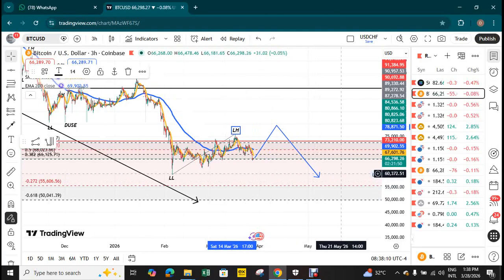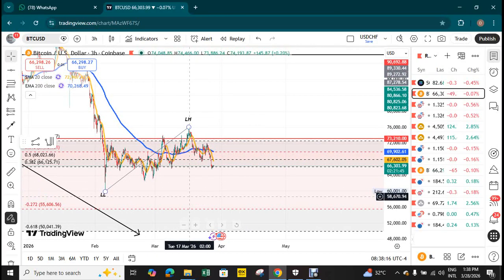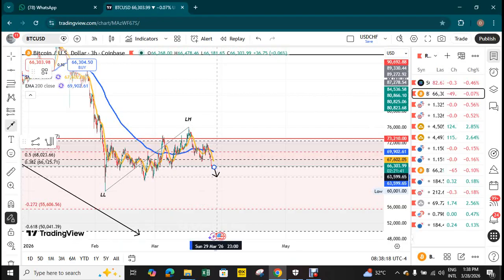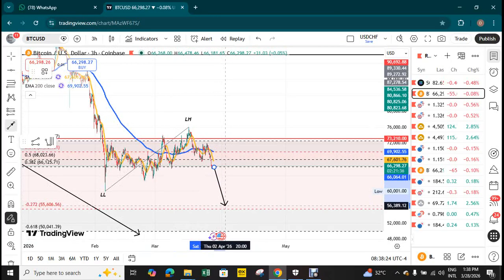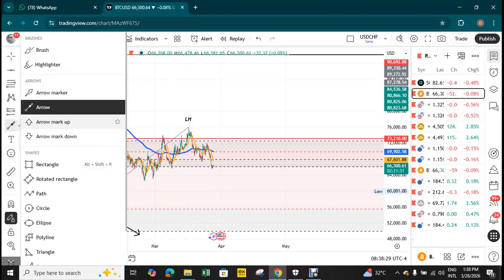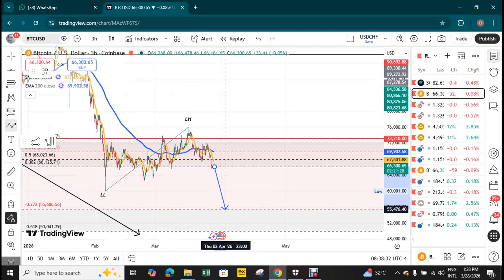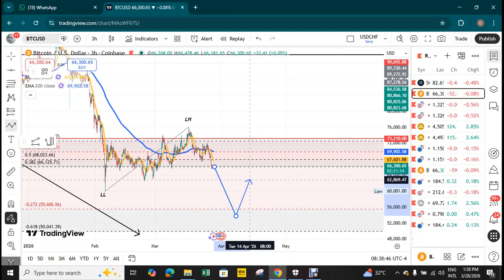Now what we want to see here, because we have a lower low here, is price either come down to this level to cross this lower low and give us a new lower low. And if price gives us a new lower low, we want to see price come up again towards this level, and down we go.